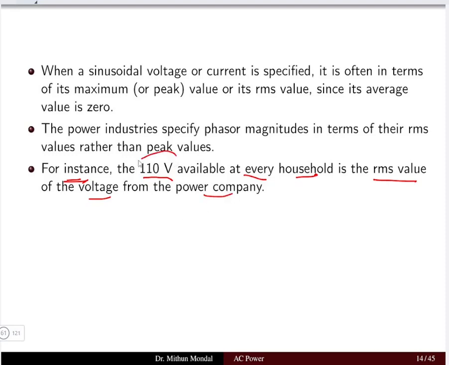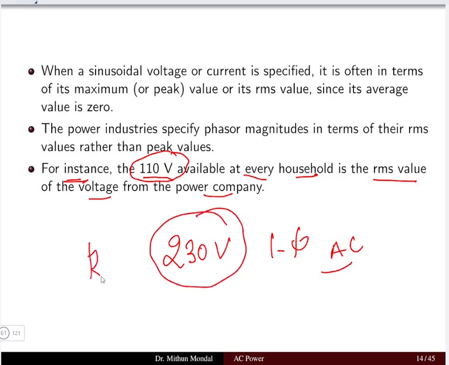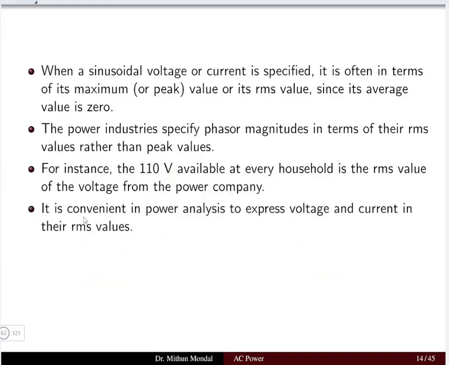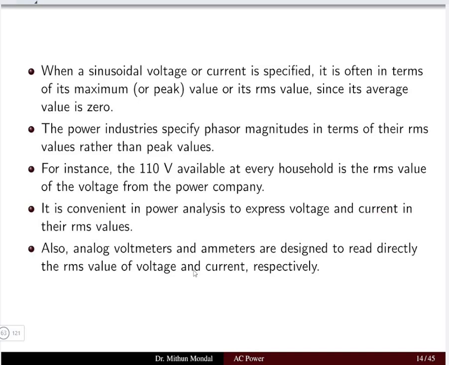Like for example, in our house, we say that 230 volt single phase AC supply is coming for the household. This 230 volt is basically the RMS value. It is neither the average value nor the maximum value. It is the RMS value, the root mean square value, specified by the power company. It is convenient in power analysis to express the voltage and current in RMS value, so we will be dealing with the RMS value.